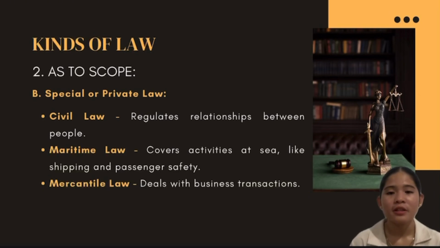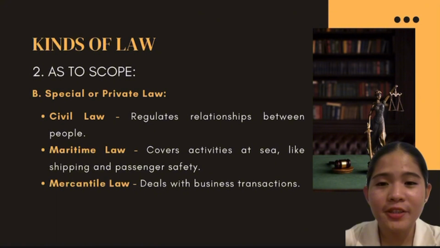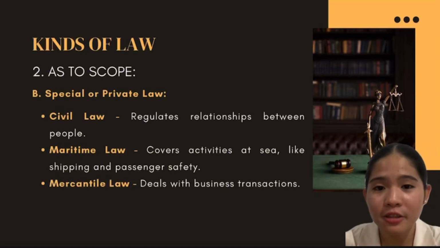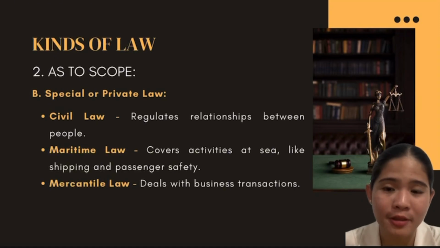For example, these are the civil laws, maritime law, and the mercantile law. So civil law. These are the mass of precepts which determines and regulates those relations of assistance, authority, and obedience existing among members of a family, and those which exist among members of a society for the protection of private interests. For example, is the Family Code of the Philippines, Executive Order Number 209. This governs family relations, including marriage, legal separation, and property relations among spouses.